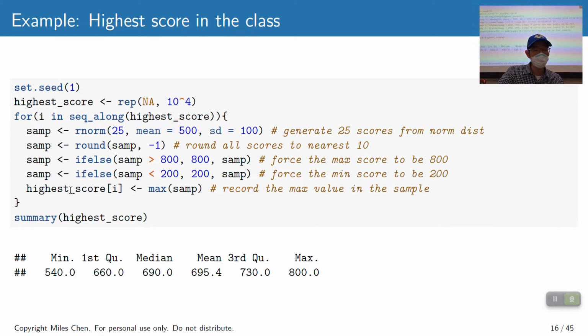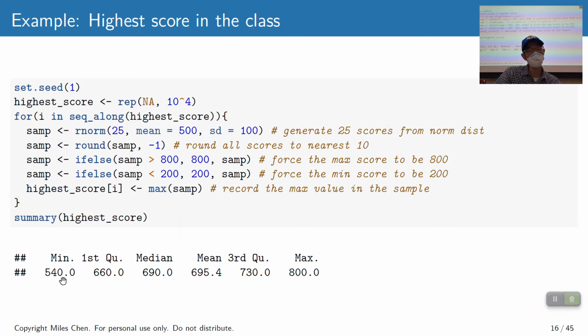After doing this 10,000 times, no surprise, the maximum value is 800, so at least somebody scored 800. And the median is something like 690. So in a random classroom of 25 students, around half the time the highest score was 690 or lower. So 690 is the median. This seems kind of low, but I guess when you do it 10,000 times, it could happen.